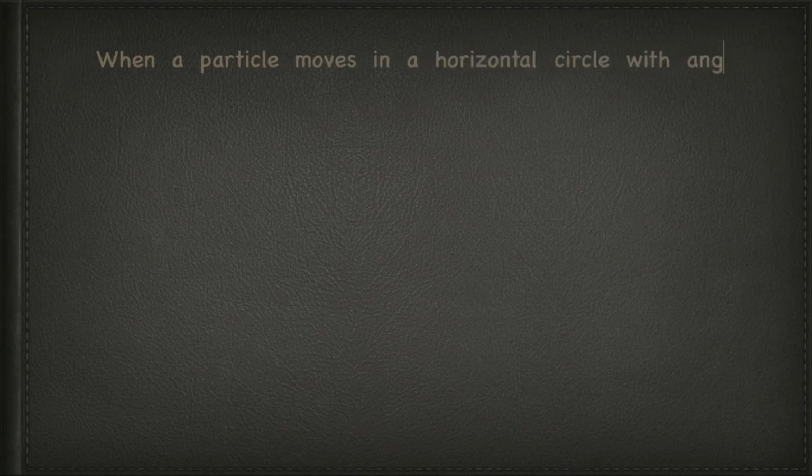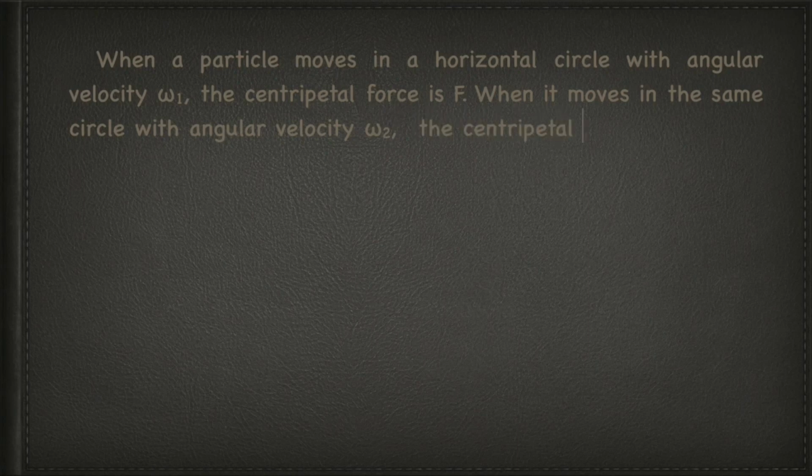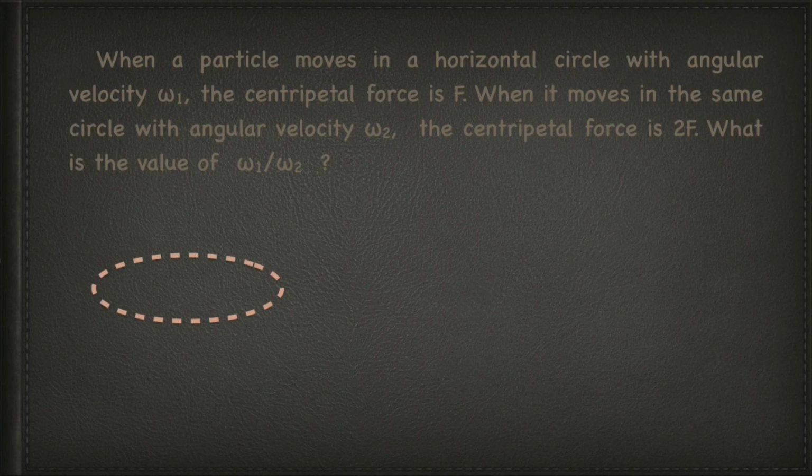Alright, let's move to the next question. When a particle moves in a horizontal circle with angular velocity omega 1, the centripetal force is F. When it moves in the same circle with angular velocity omega 2, the centripetal force is 2F. What is the value of omega 1 over omega 2?